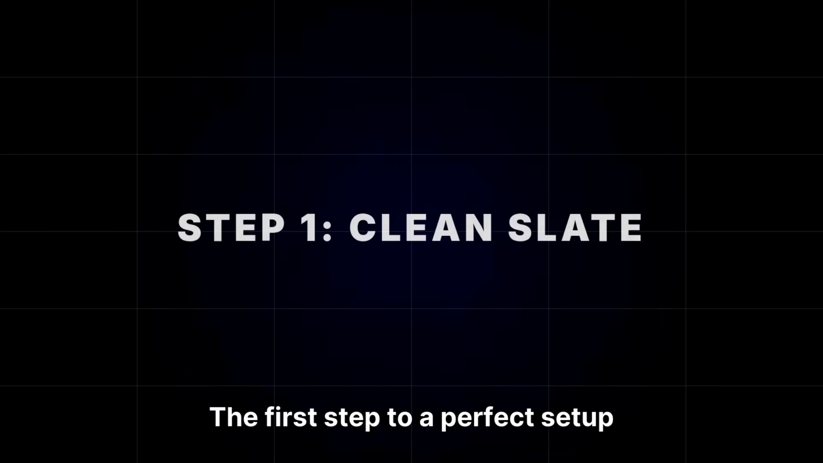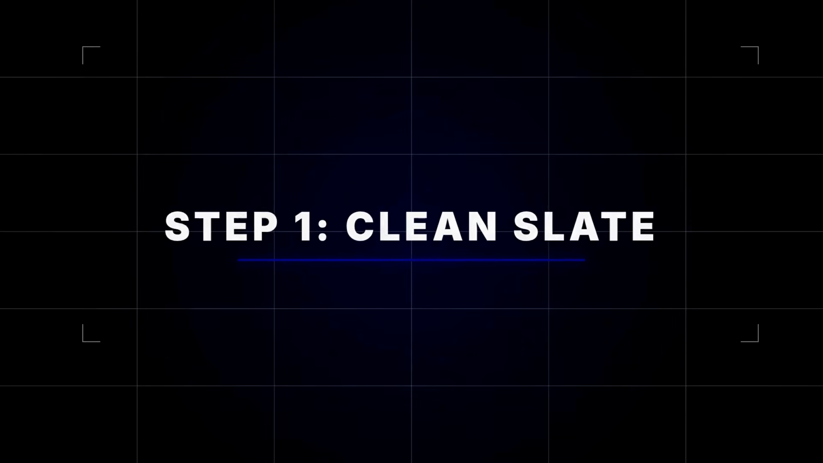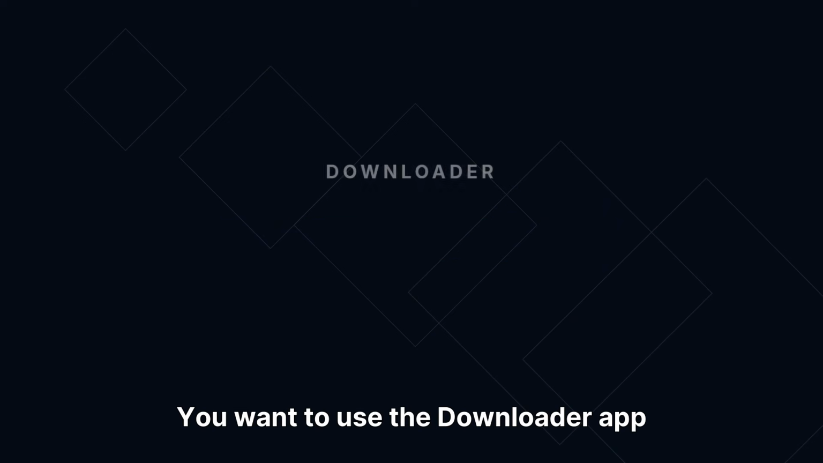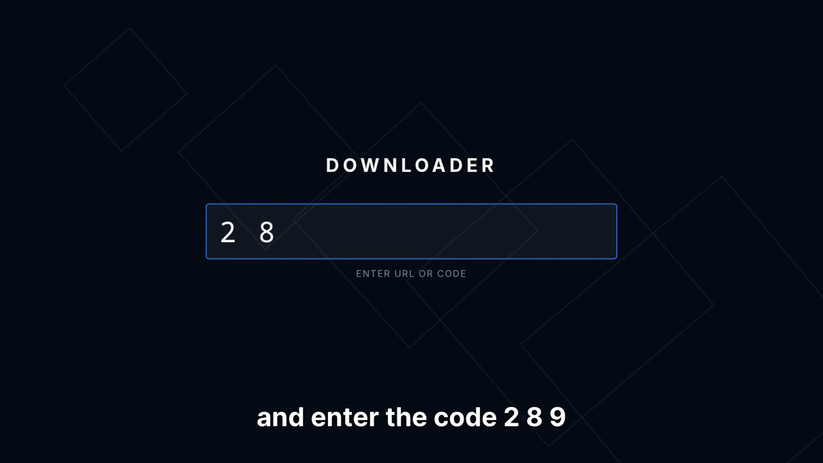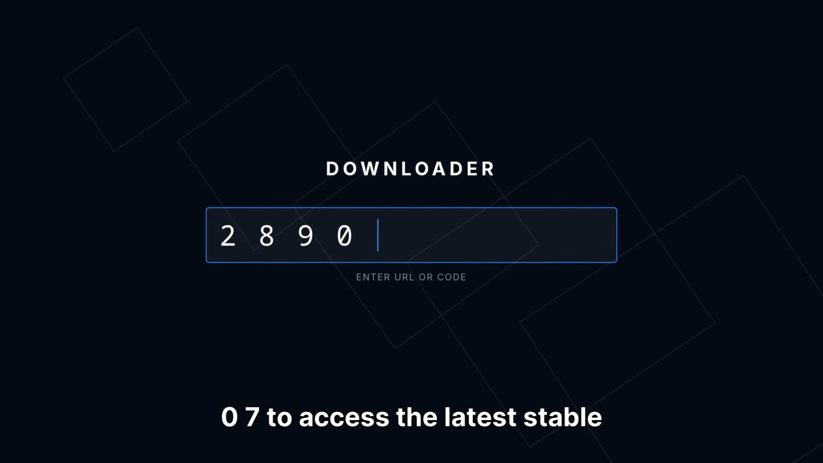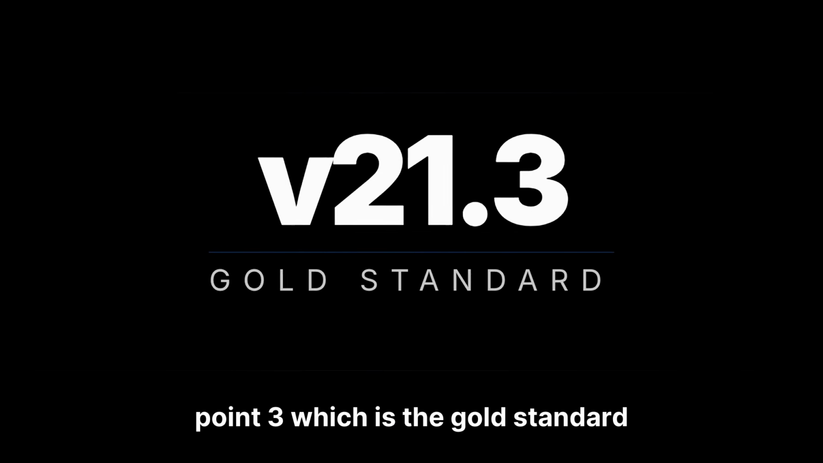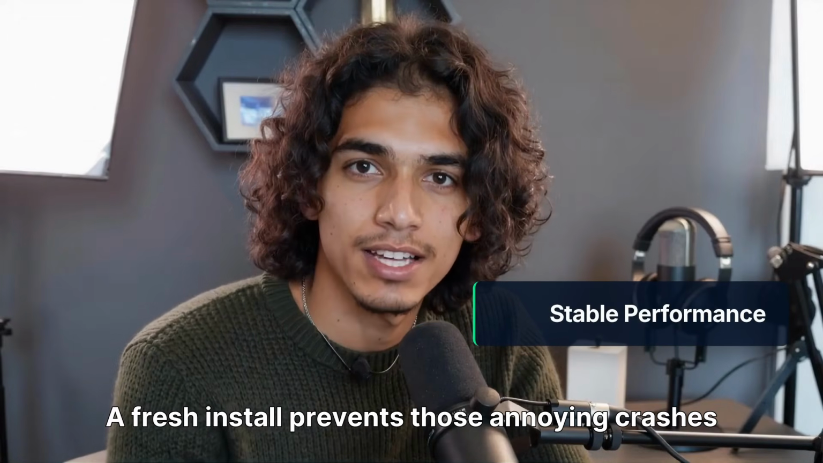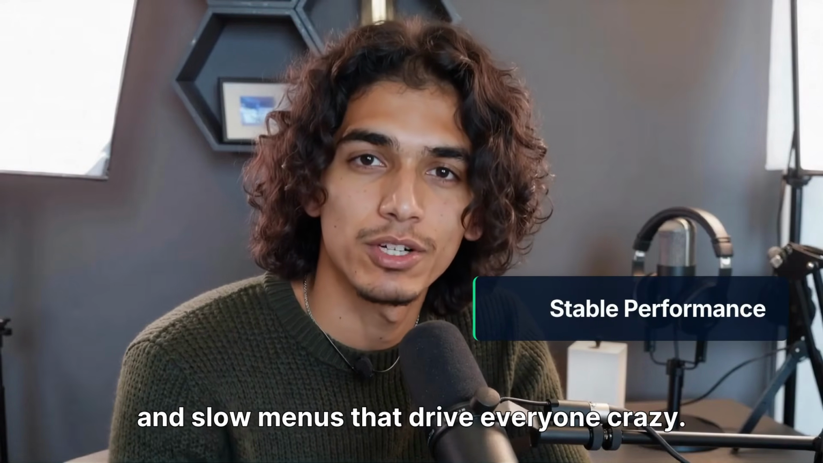The first step to a perfect setup is starting with a clean slate. If you have an old version of Kodi, just delete it and start fresh. You want to use the downloader app and enter the code 28907 to access the latest stable builds. This ensures you are getting version 21.3, which is the gold standard for performance right now. A fresh install prevents those annoying crashes and slow menus that drive everyone crazy.